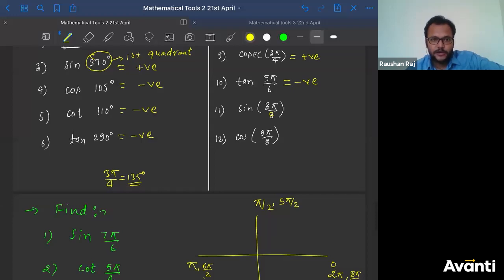Everybody is saying first quadrant. Good, very good. Chalo, let's see how we find it. See, one way to go is what?